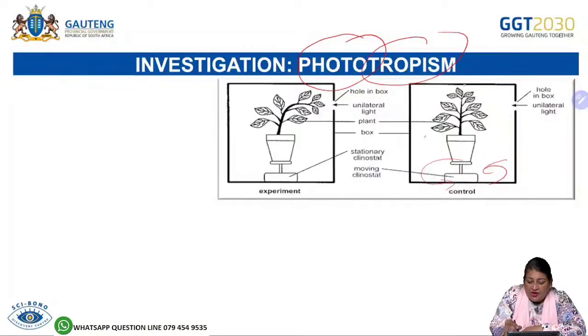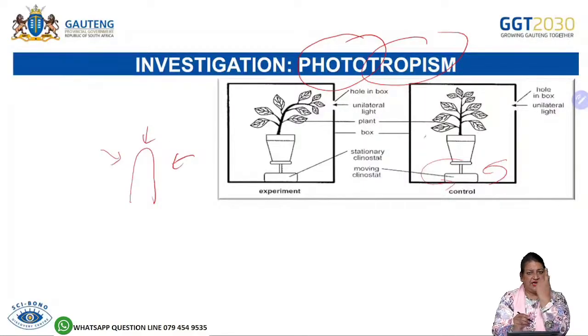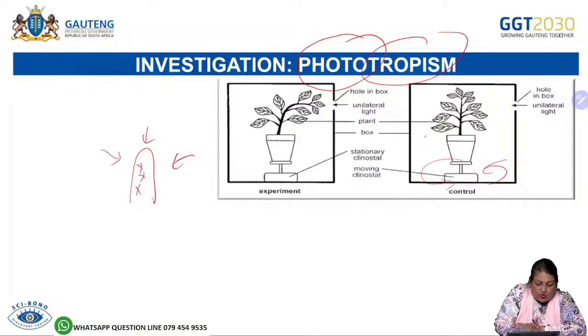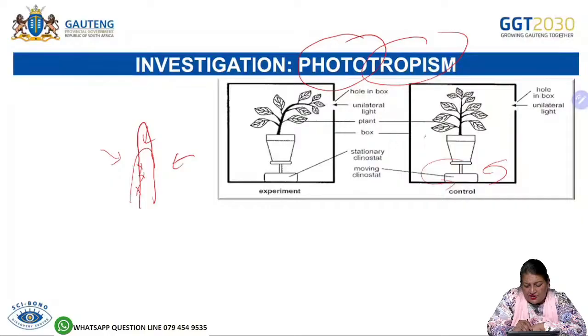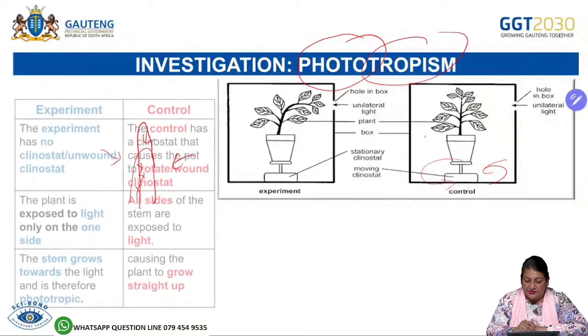And what's going to happen? The auxins at the tip will move, because light is coming from all sides now. Remember, you're rotating. So auxins will move from this side, they'll move from that side, because it's coming from all sides. They're going to move towards the center, and they're going to cause upward growth. So in the control, this plant is growing upwards. Can you see that? Straight up. Whereas here, because the clinostat is stationary, it's getting light from one side, the stem is bending towards light. So that is the result of this plant.